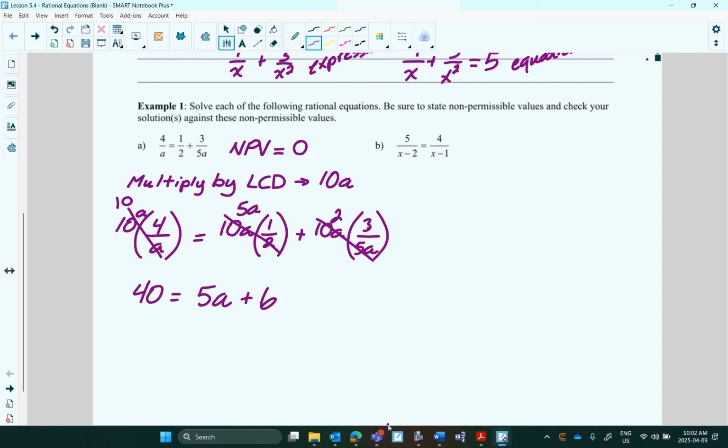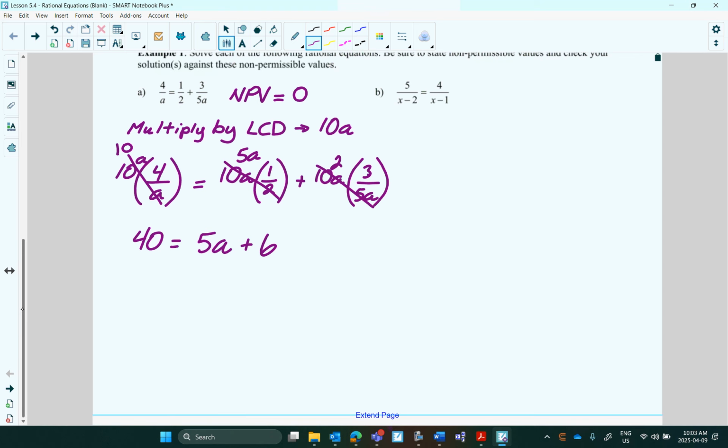Okay? So we've got the A on the right, so I'm going to move the 6 over to the left side by subtracting both sides by 6. And then I can divide both sides by 5 to get 34 over 5. Is that solution okay, or is it a non-permissible value? It's okay. Remember, it can't work out to 0. This didn't work out to 0, so it's good.